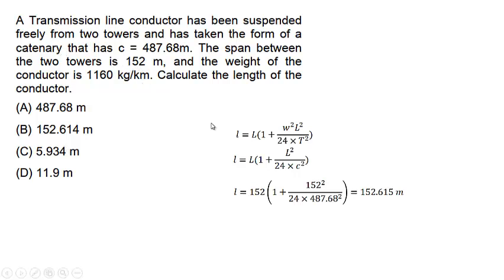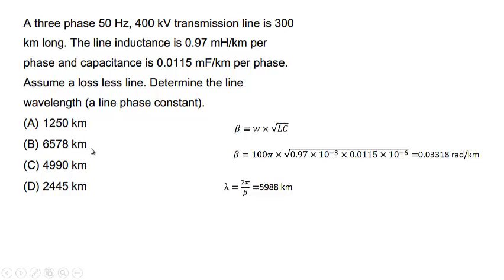Another question is regarding the transmission line length. A three-phase 50 Hz 400 kV transmission line is 300 kilometers long. The line inductance is this, capacitance is this, per phase. Assume a lossless line, determine the line wavelength. As I have told you, by looking at the frequency, you can directly get the approximate value. As we know, for 50 Hz frequency, the line wavelength will be equal to 6,000 kilometers, and for 60 Hz, it is 5,000 kilometers.